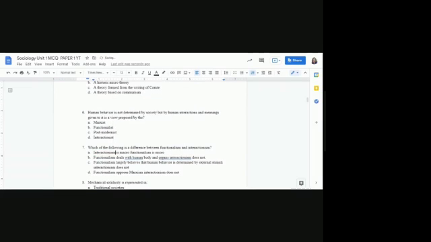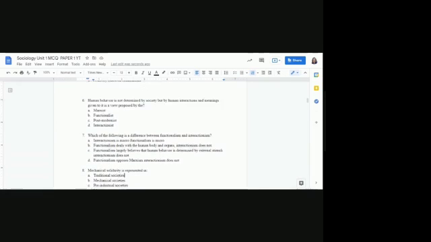Let's move down to question number 7. Which of the following is the difference between functionalism and interactionism? Let's look at those answers. The correct answer for question 7 is C. Functionalism largely believes that human behavior is determined by external stimuli, while interactionism does not. Let's look at question number 8.